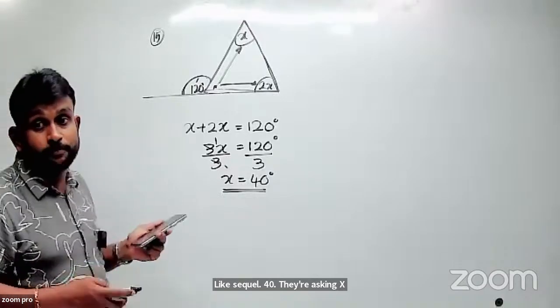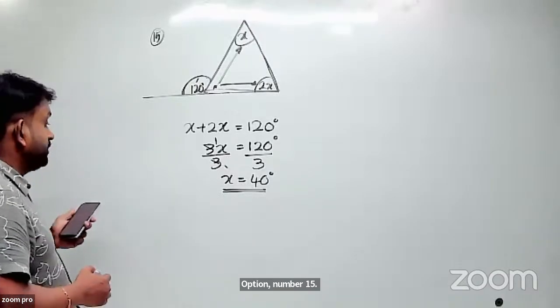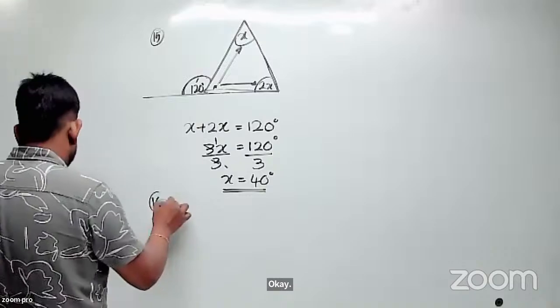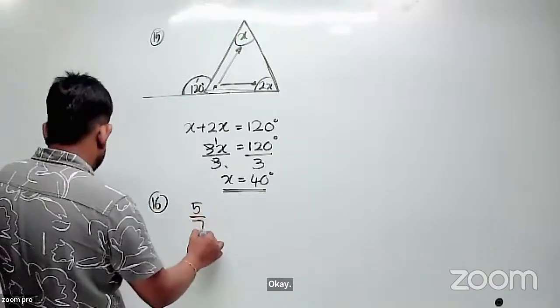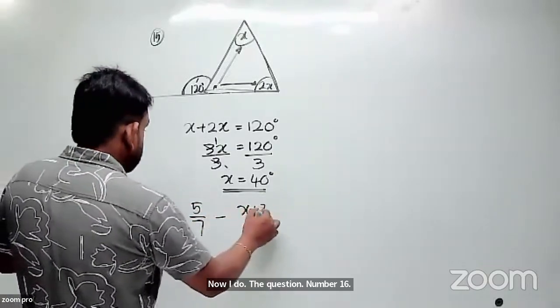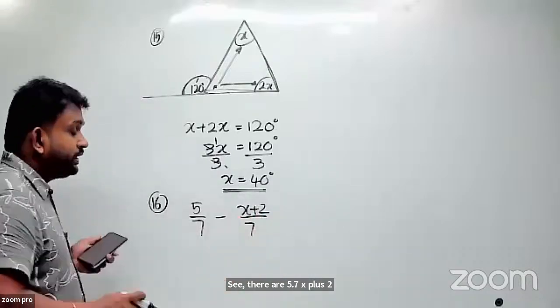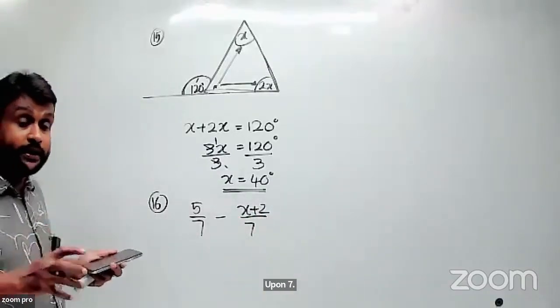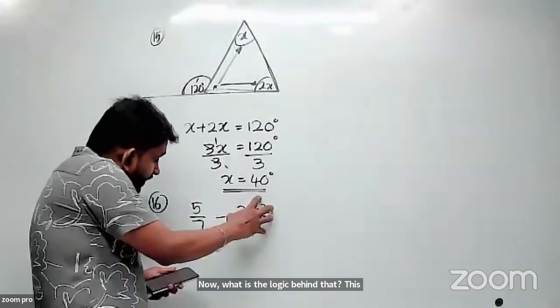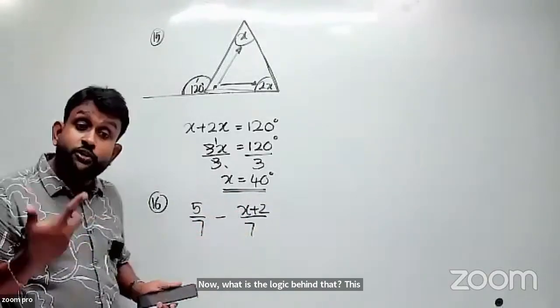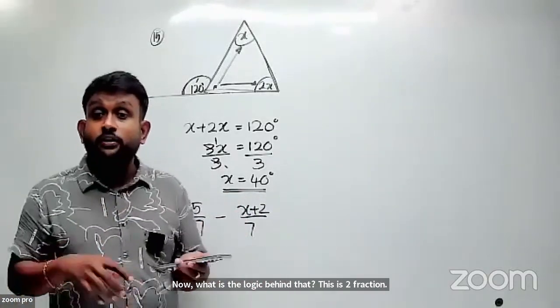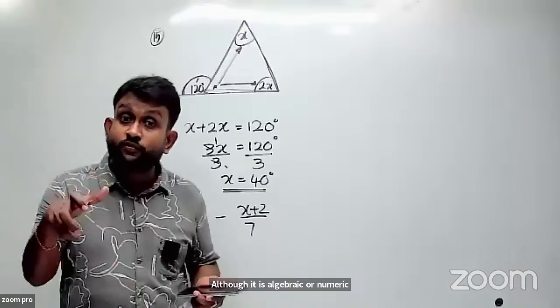Question number 15. Okay. Now I do the question number 16. See there, 5 upon 7 minus x plus 2 upon 7. Now, what is the logic behind that? This is two fraction subtraction. Although it is algebraic or numeric, what is the concept of subtraction of fractions?